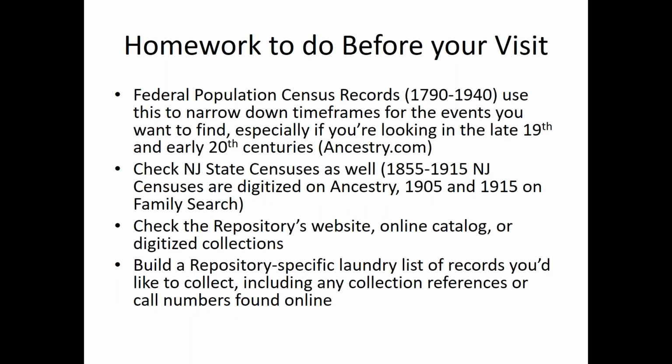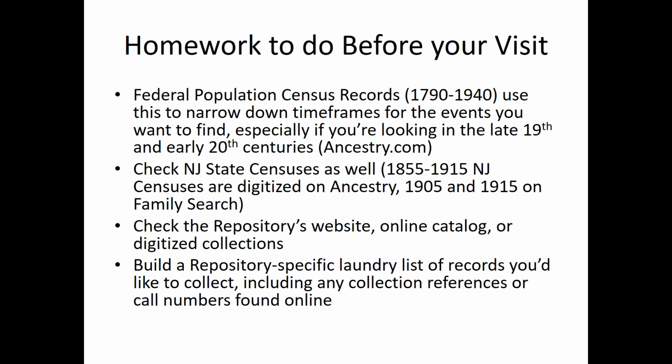So here's your homework that you want to do at home or at your local public library before you come into the state archives. Go on Ancestry and look at the federal population census records. You can use these records to narrow down timeframes for the events you're interested in. And this is especially true if you're looking in the late 19th and early 20th centuries.